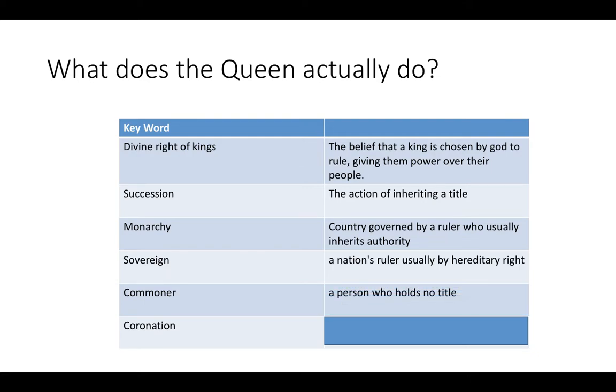The word commoner is a person who holds no titles, so they are the everyday person. They are the subjects of the king or the queen. So today we are subjects of Queen Elizabeth II.